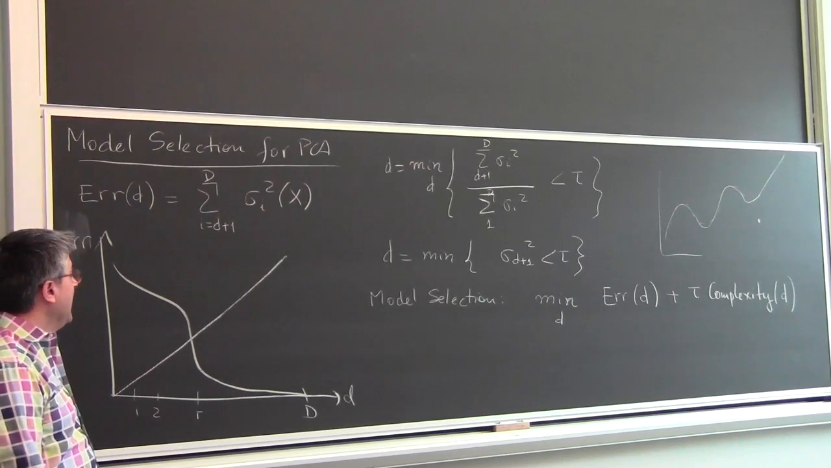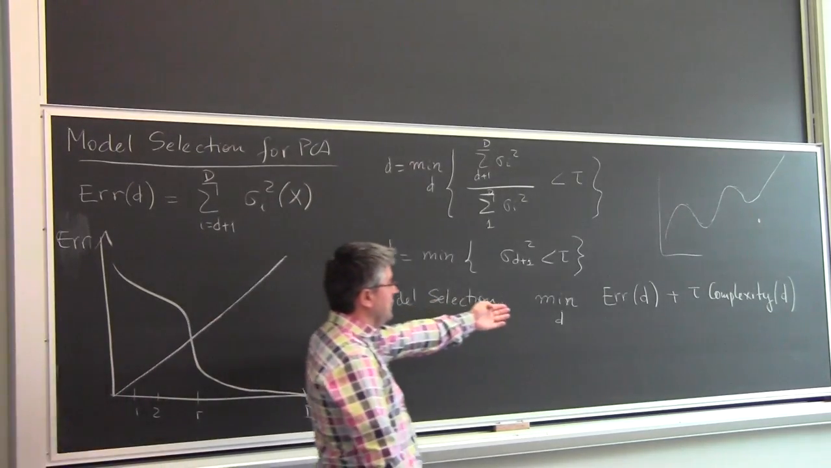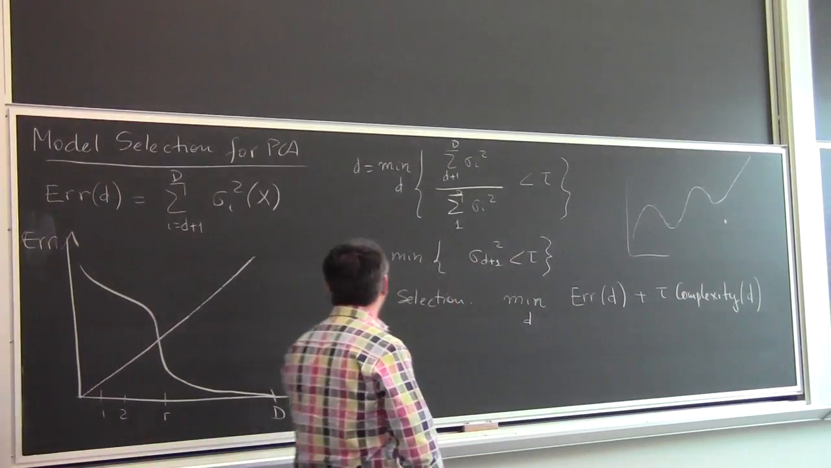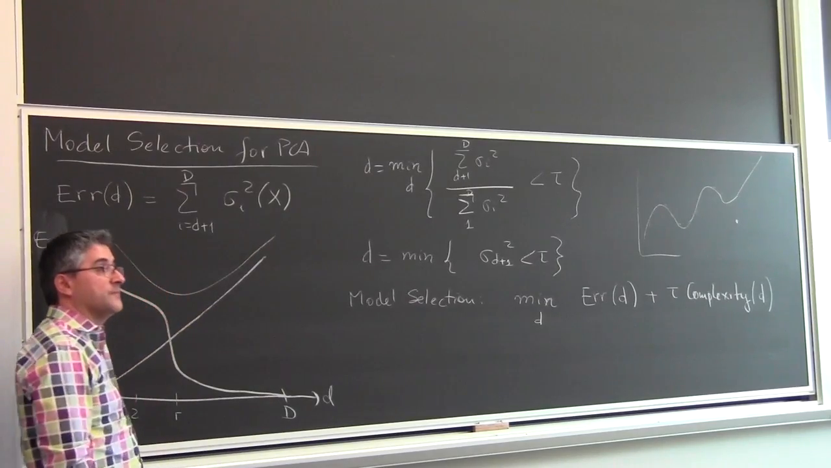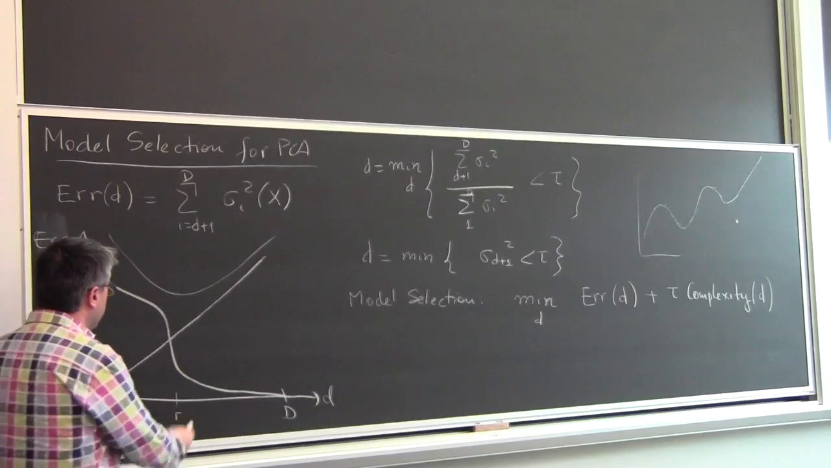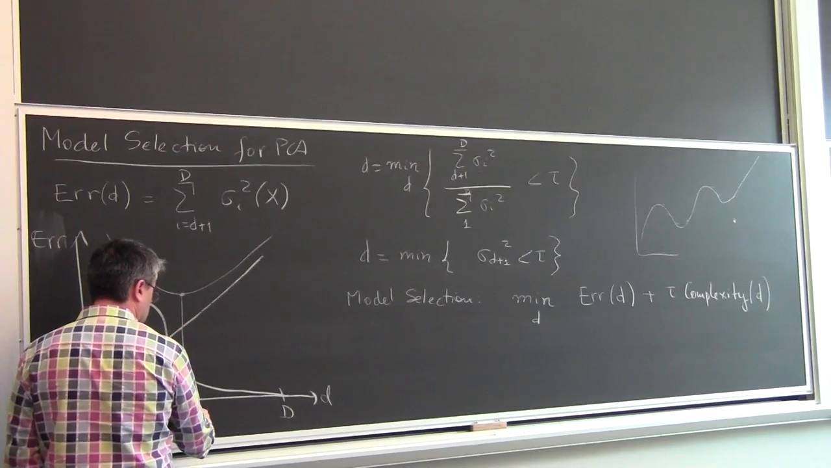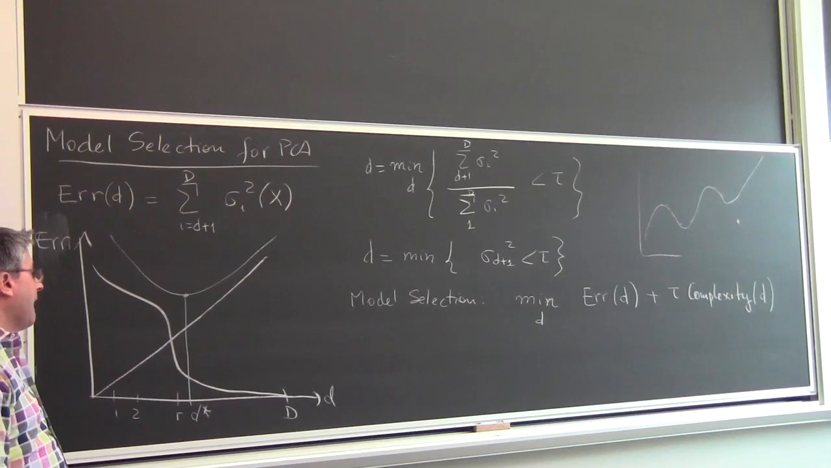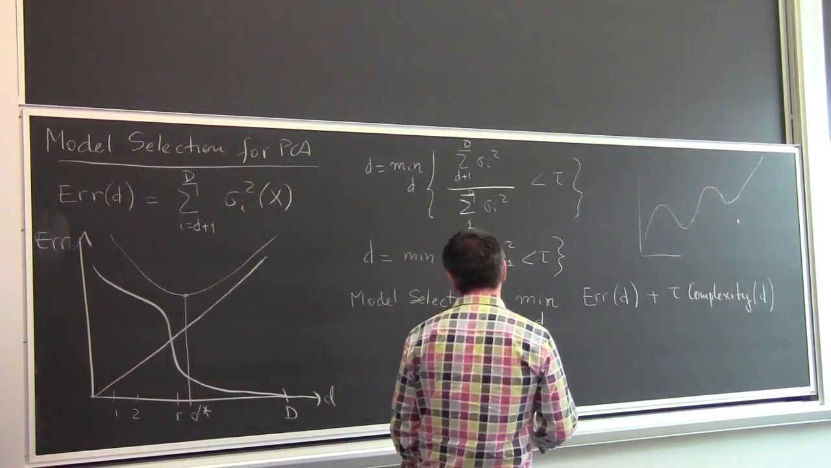Okay? And so if I now sum the error, which is what I have here, and the complexity measure, which in this particular case is just D, hopefully I'll get some curve that looks like this. Okay? And then I will be able to find the optimum D star, which is the right dimension. Okay? So let's do this, in particular here. How can we do it?